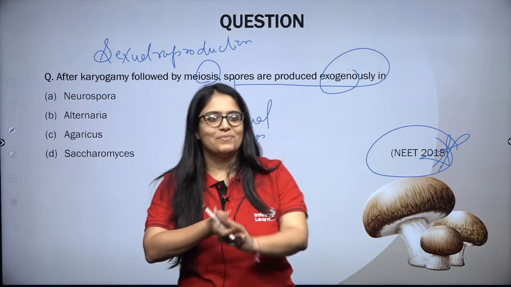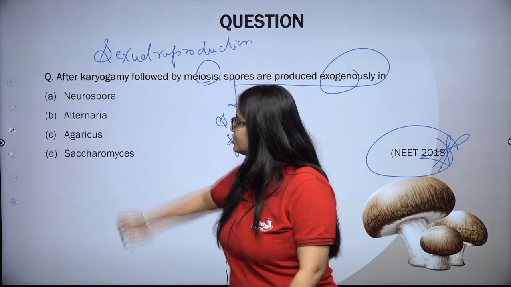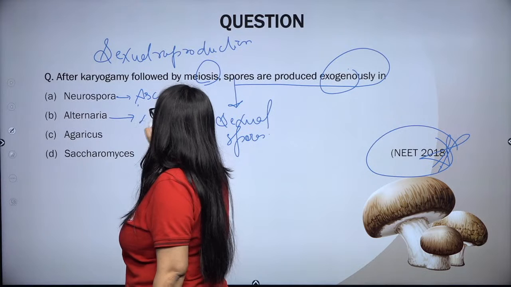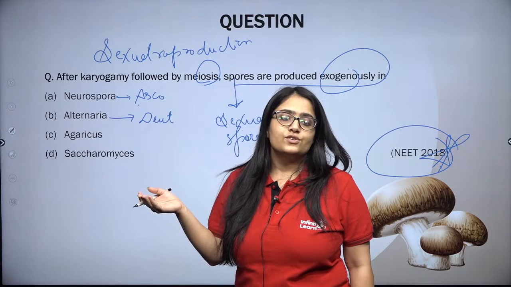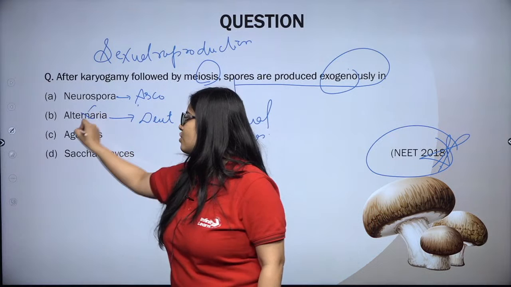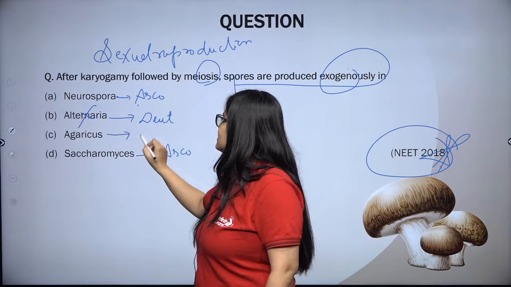Okay, so what I was talking about, let's talk about the options. Neurospora belongs to ascomycetes. Alternaria belongs to deuteromycetes, and in the members included under deuteromycetes, till date no sexual reproduction stage has been discovered. So this is definitely a discarded option. Saccharomyces is also ascomycetes, and Agaricus is basidiomycetes.